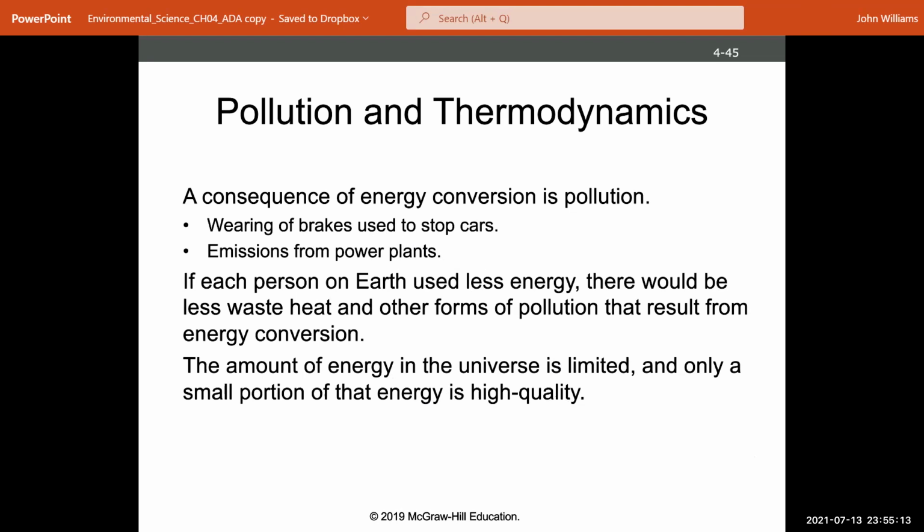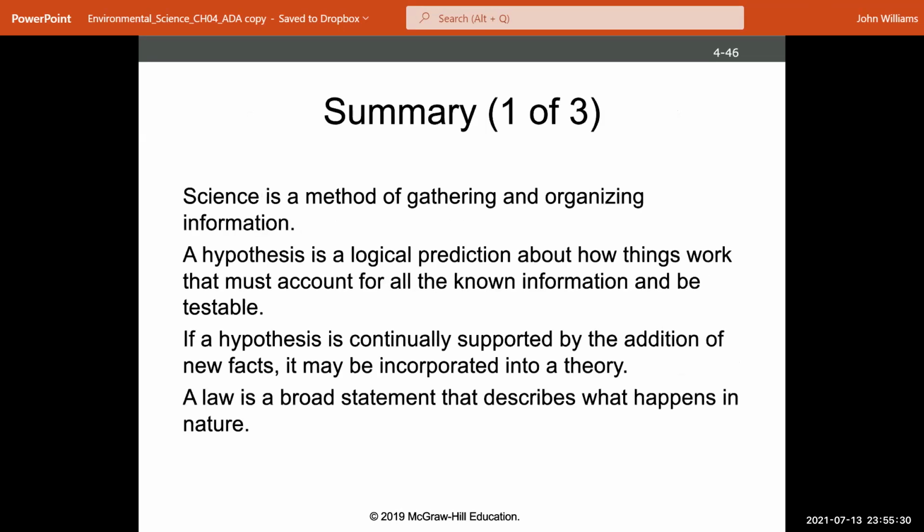It's limited. It only can be converted, and only a small portion of that energy is high quality. And so, there's this conversion cycle that has to happen. And so once that high quality energy is converted, it's lost its heat, and adds to that entropy in the system. So we have to keep that in mind as we use our resources as well.